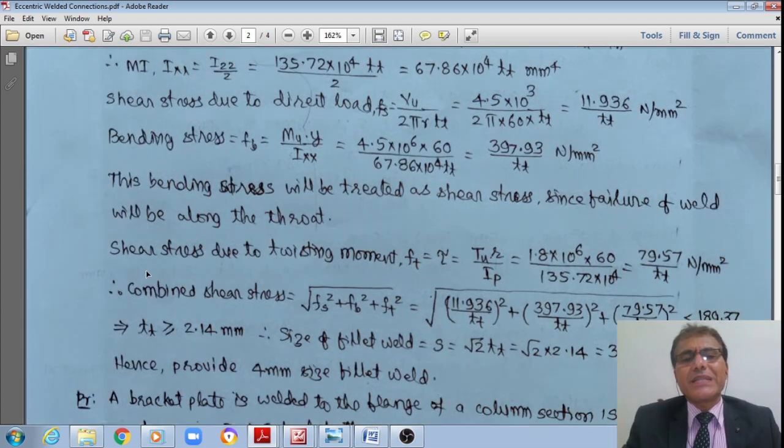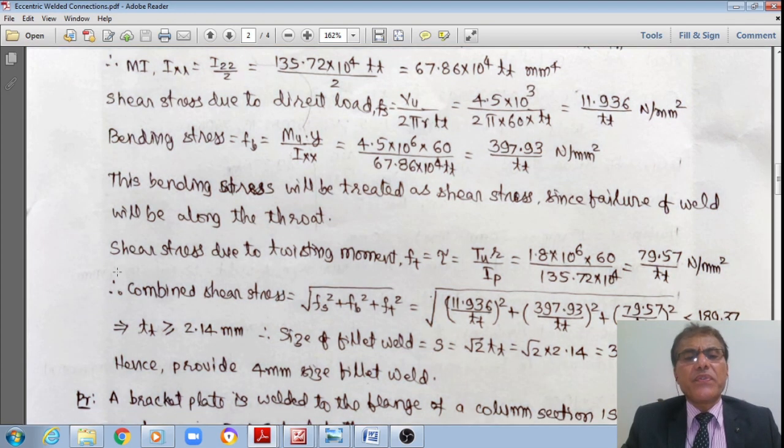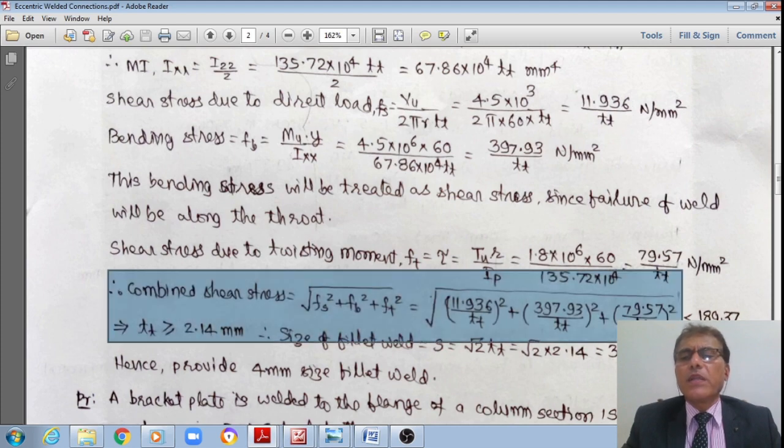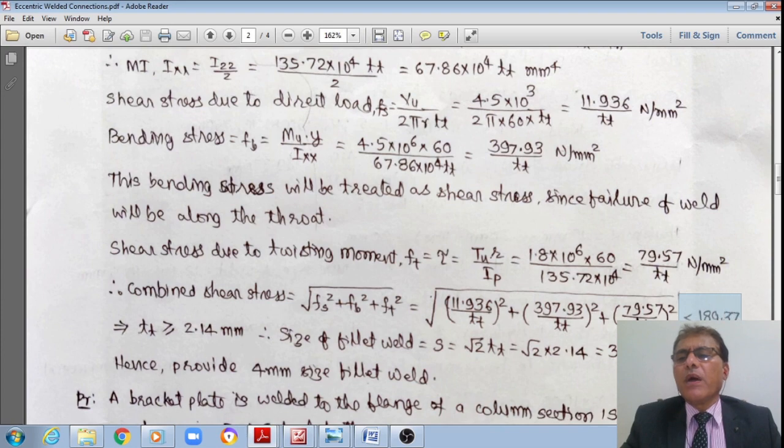Therefore, the combined shear stress due to these three is the square root of direct shear stress whole square plus the shear stress due to the bending Fb square plus shear stress due to the torsion, these three. Therefore, substituting these, now I'll get the square root of 11.936 divided by Tt whole square, 397.93 divided by Tt whole square, 79.57 divided by Tt whole square. That now works out to a numeric value, which should be less than or equal to 189.37. On the left hand side I have some result divided by Tt, that should be less than or equal to 189.37. Solving which, I'll get that Tt should be greater than or equal to 2.14 mm.